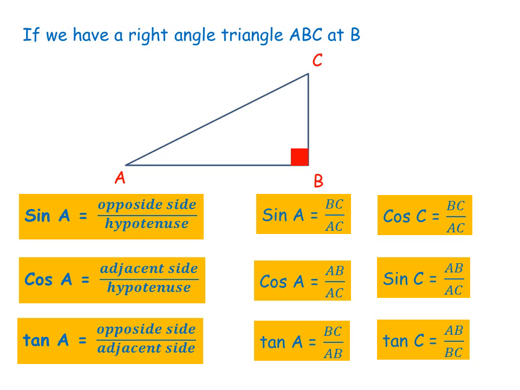Also, we can note that tan A and tan C are multiplicative inverses of each other. Tan A equals BC over AB, and tan C equals AB over BC. So tan A times tan C equals 1.